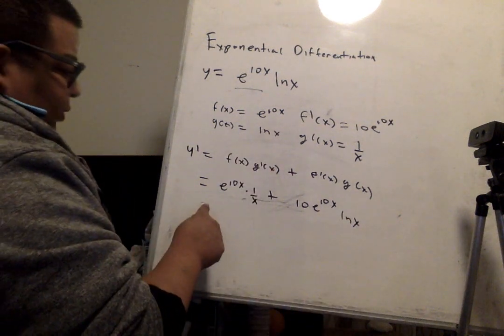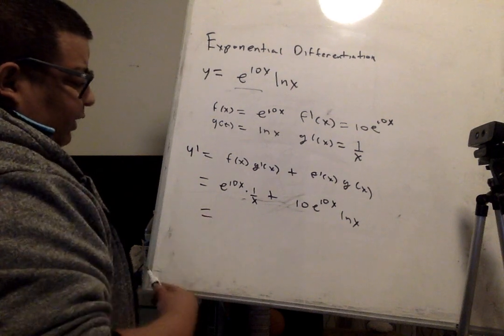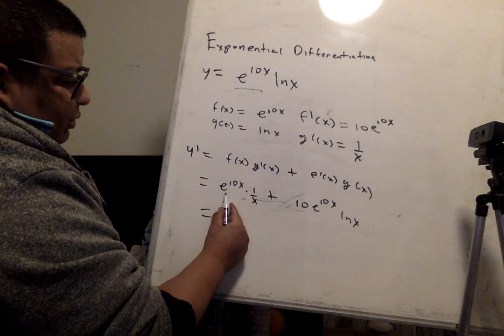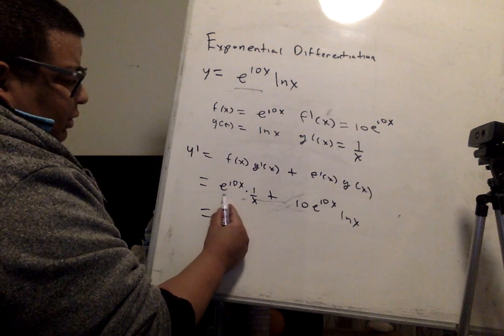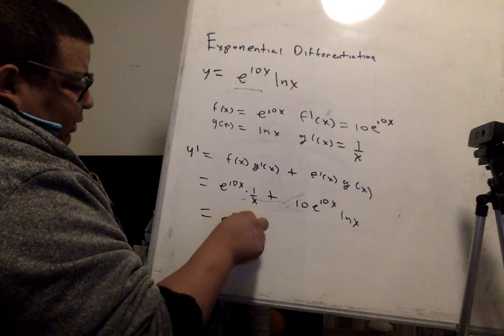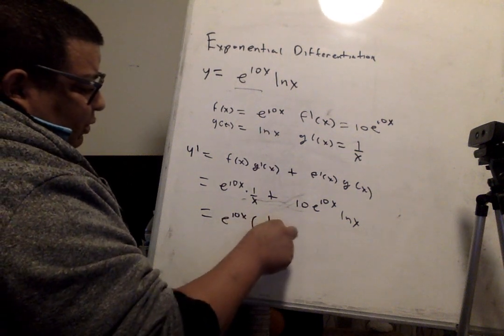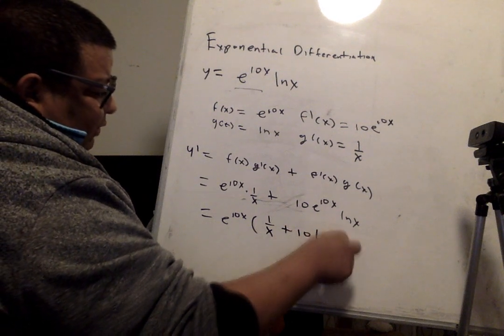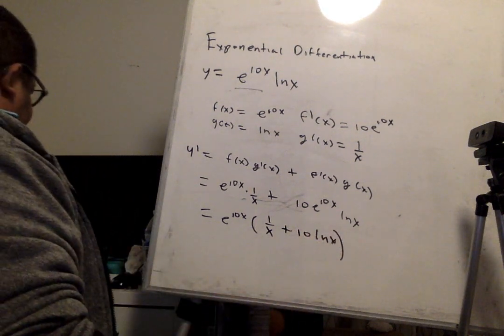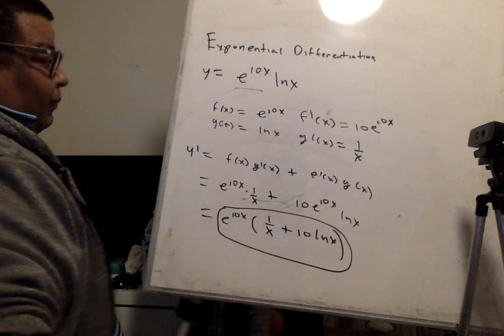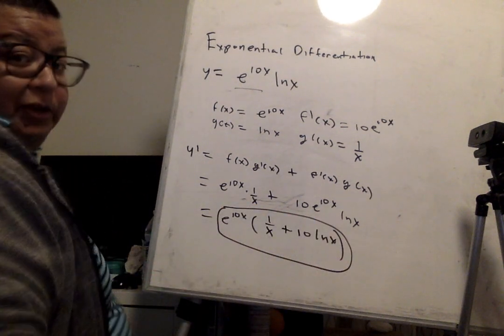Now we can factor to make it more compact. We can take out an e to the 10x, so that would be e to the 10x times the parentheses 1 over x plus 10 ln of x, and that should be our final form. Thank you very much, students.